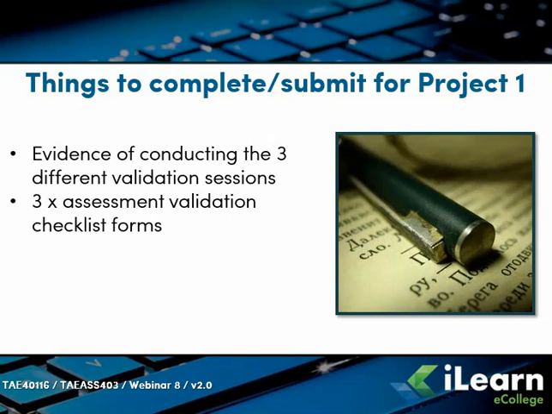So when you're completing project 1, this is what you need to submit. Evidence of conducting the 3 different validation sessions, and look at the different ways you can submit evidence for that. You also need to send through evidence of completing the assessment validations by using the checklists. So again, that's the 30 or so questions which run through the assessment validation process.